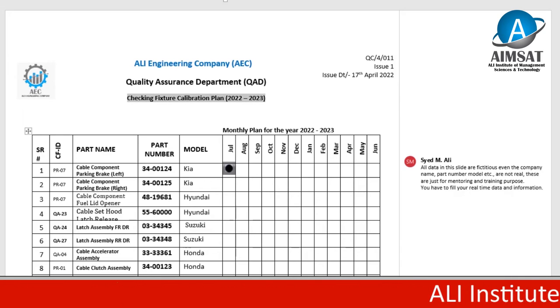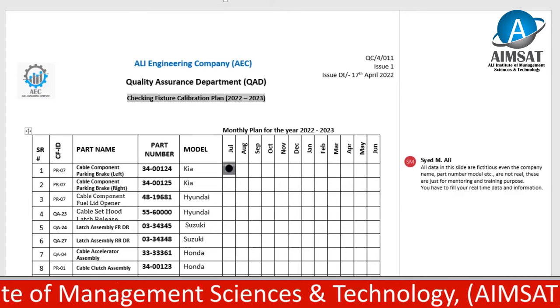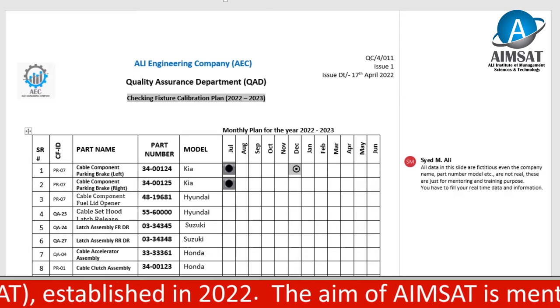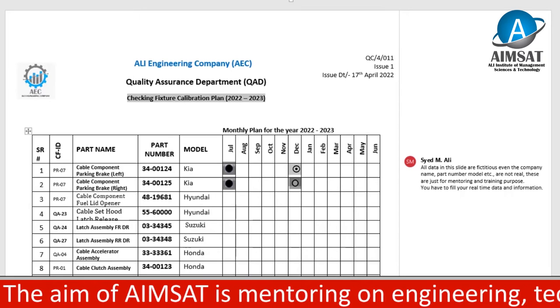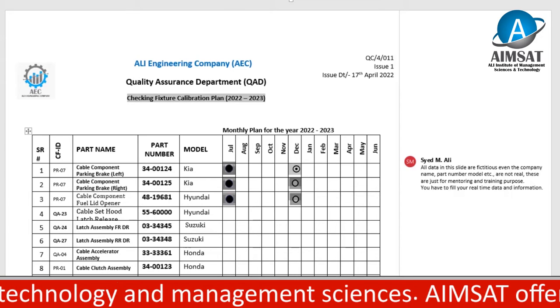Serial number and checking fixture identification number. You have to define your own hierarchy for identification of the CF. Part name for which the CF is being used. The part name directly related to the CF. Part number, model of the vehicles and the calibration plan.